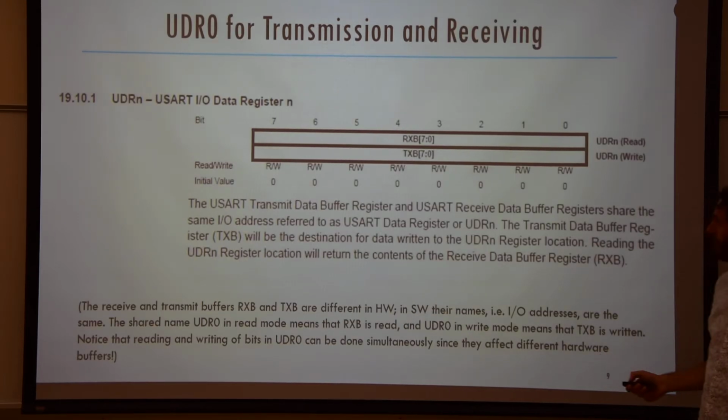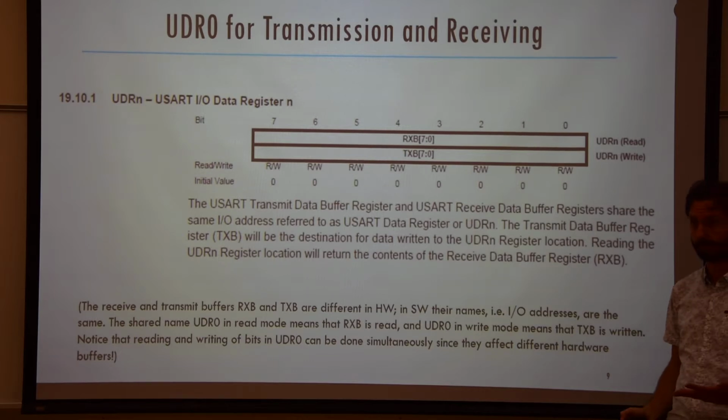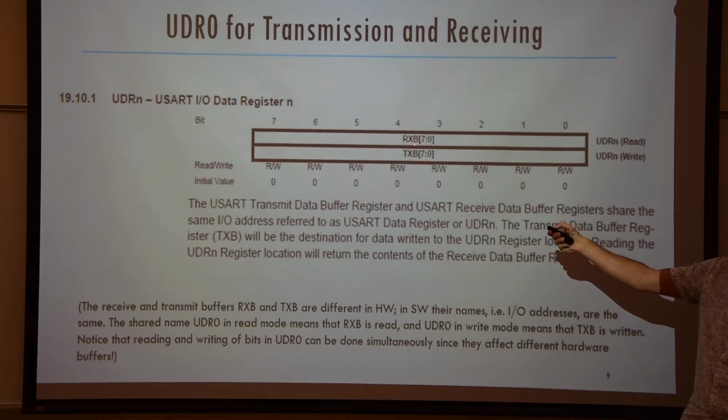Now, a little bit about hardware. So we have a transmission buffer and a read buffer, right? A receive buffer. And we have only one register name, UDR0, and it manages both. So how does it do that? So actually, when I'm going to read from UDR0, then I'm actually going to physically read from the transmit buffer. If I'm going to write to UDR0, I'm going to write to this particular buffer.